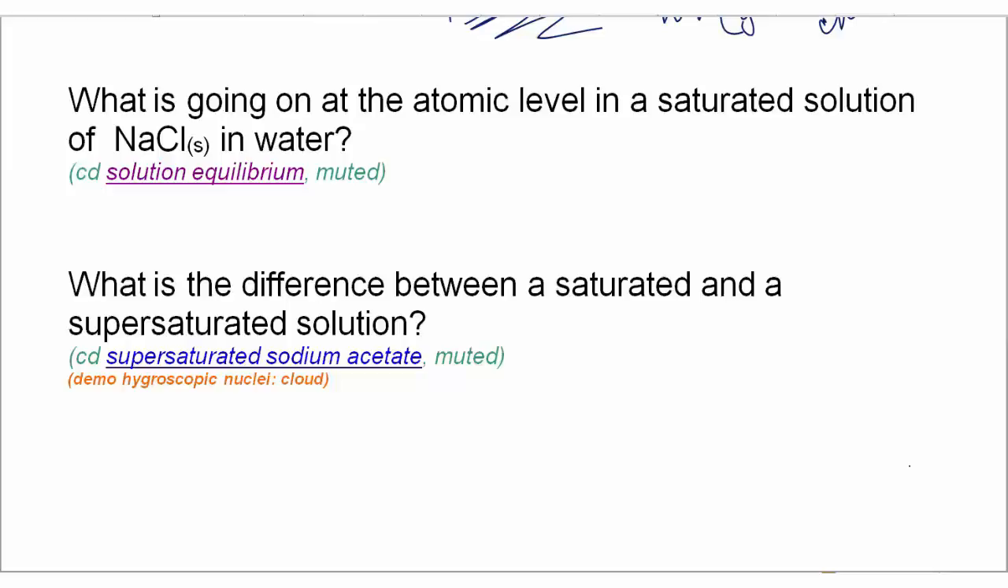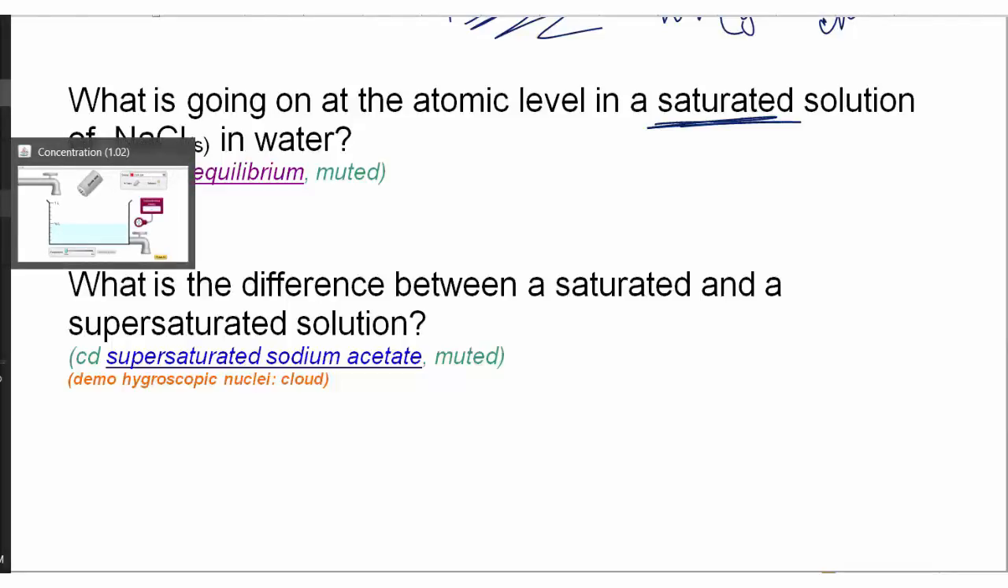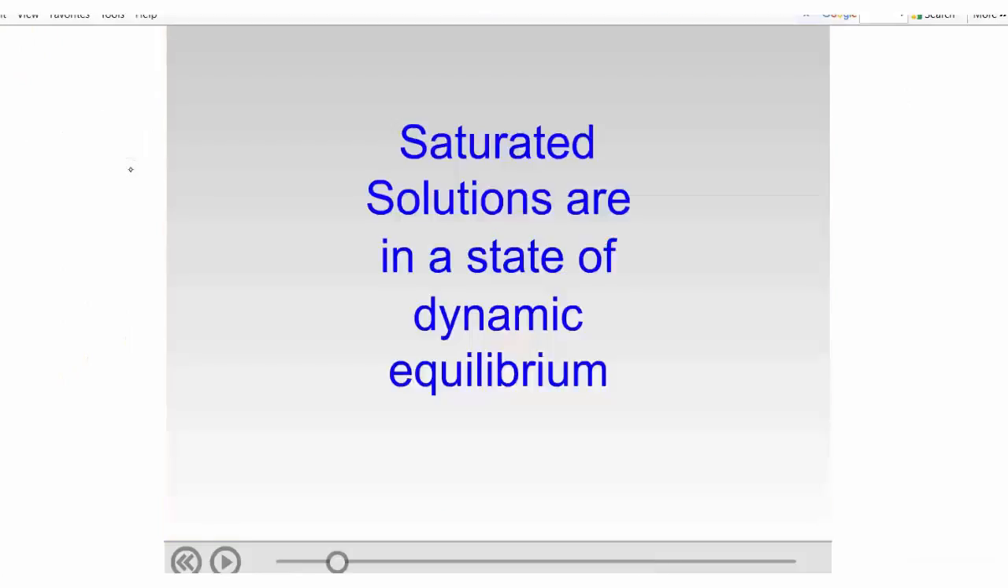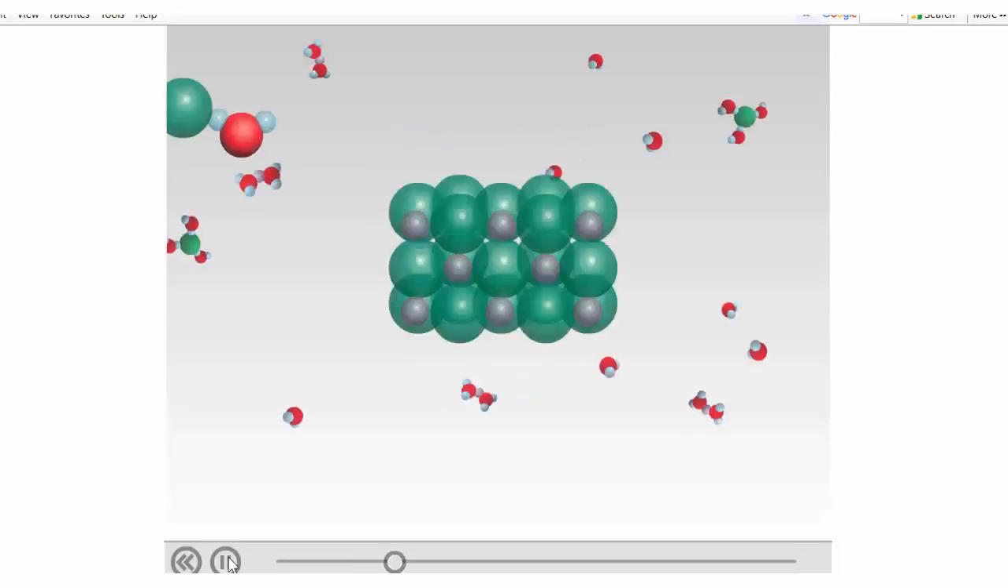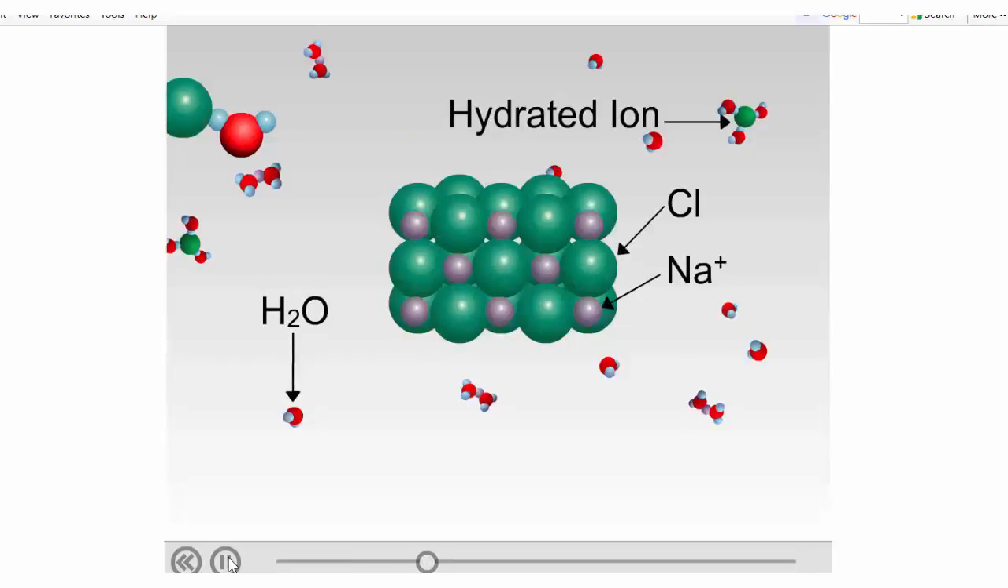What is going on at the atomic level in a saturated solution of sodium chloride? So what's saturated? Remember, it just means no more salt can dissolve. You have a pile of solid salt on the bottom of the beaker. It just won't go away. What's going on there? So saturated solutions are in a state of dynamic equilibrium. Dynamic means both ways, right? It's dissolving and it's precipitating all at the same time, but at the same rate. It's dissolving at the same rate as it's precipitating.